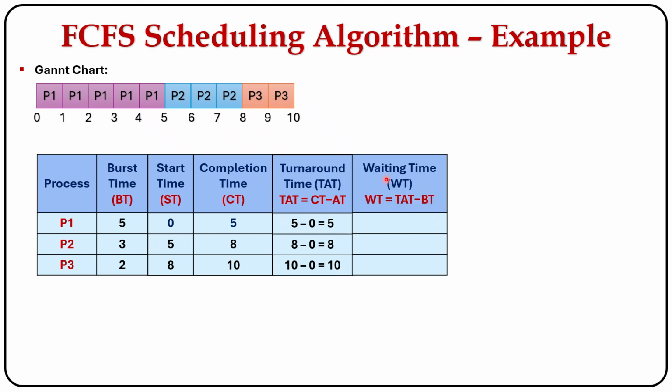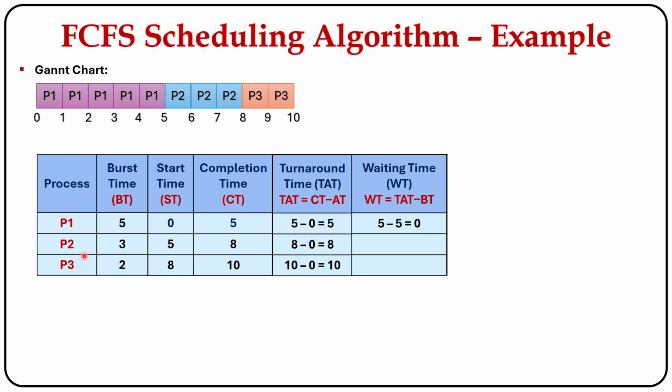Next, we can calculate the waiting time. It is calculated as turnaround time minus burst time. So for process P1, the turnaround time is 5 and the burst time is 5. So 5 minus 5 is equal to 0. 0 is the waiting time for process P1.